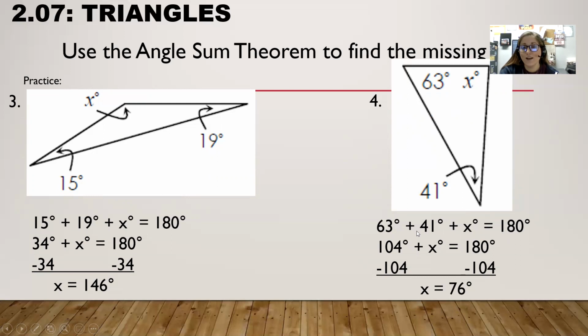63 plus 41 is going to give us 104 plus x is equal to 180 degrees. And then we're going to subtract 104 from both sides, and we get this missing angle measure of x is equal to 76.